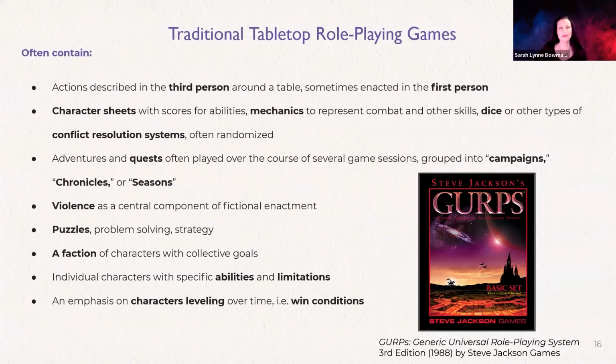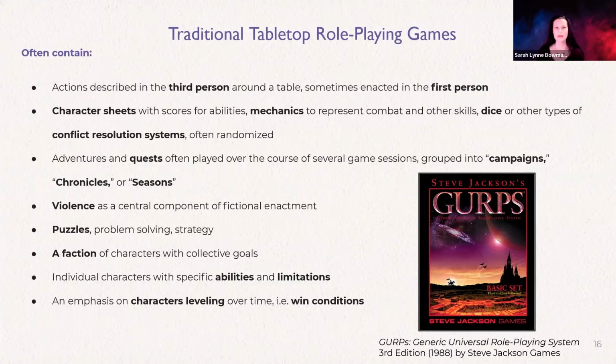Okay, so tabletop role-playing games often contain actions that are described in the third person around a table, although sometimes they are enacted in the first person. So what this means is instead of me physically moving my body like I would in a LARP and performing an action, I might be describing that action in the third person. Like my character, Vivian, goes to talk to the barkeep. So that's third person. She goes to talk to the barkeep. Or I might say, I go to talk to the barkeep. And oftentimes you'll have people slipping in and out of this first person and third person in tabletop games.